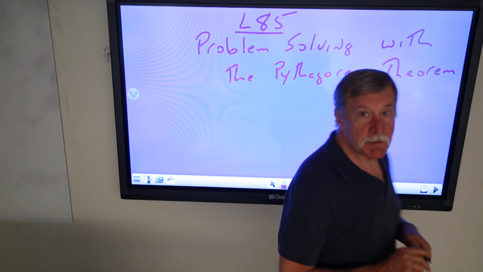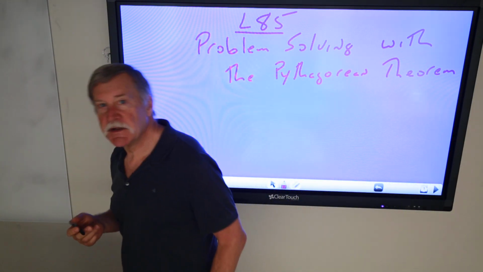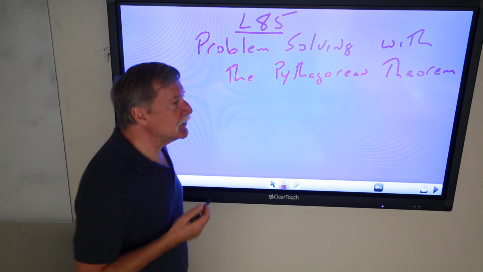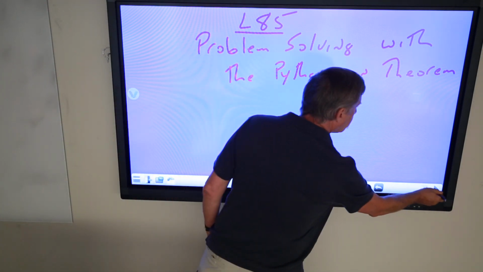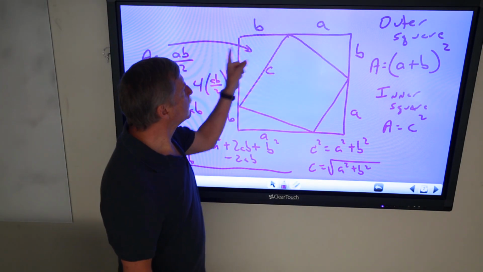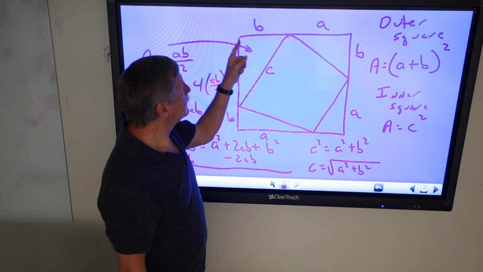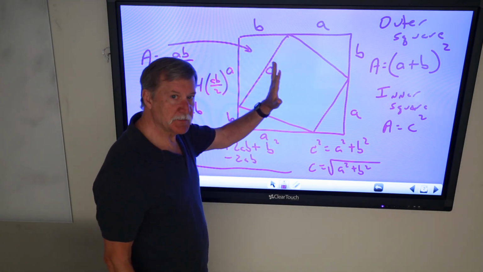We are solving problems with the Pythagorean theorem, our old friend. We all understand c squared equals a squared plus b squared. But here's one reason why it works. If we look at two squares, one big square and another square inside that big square. You with me so far?